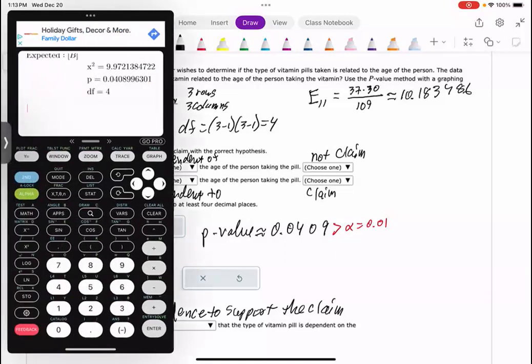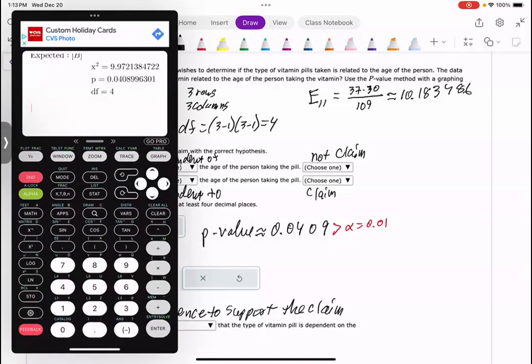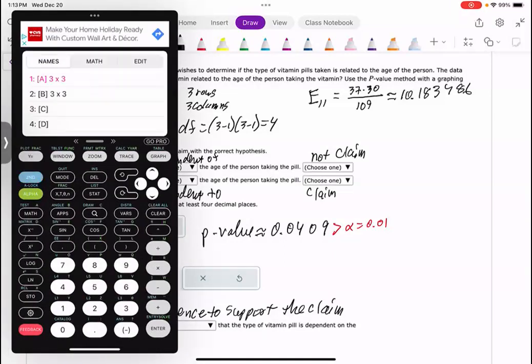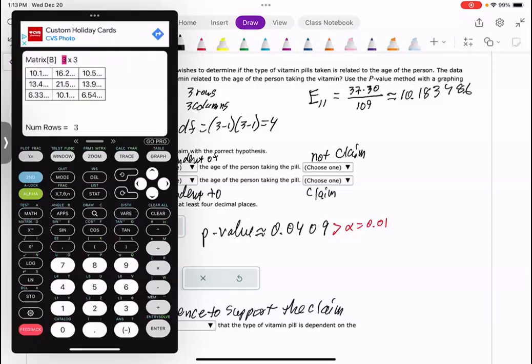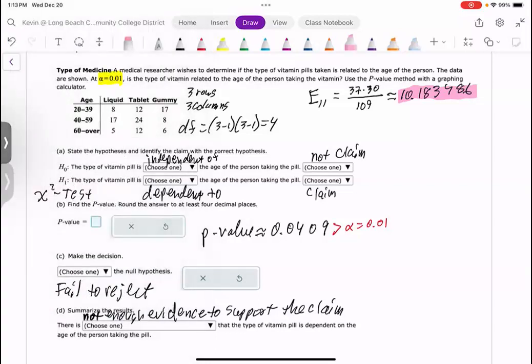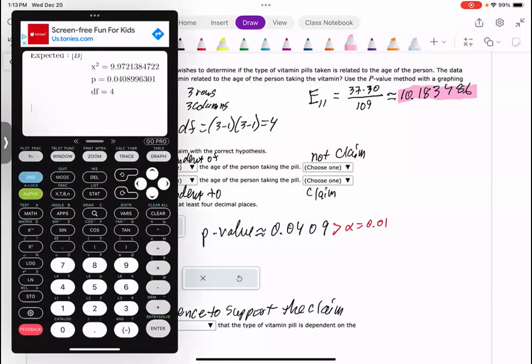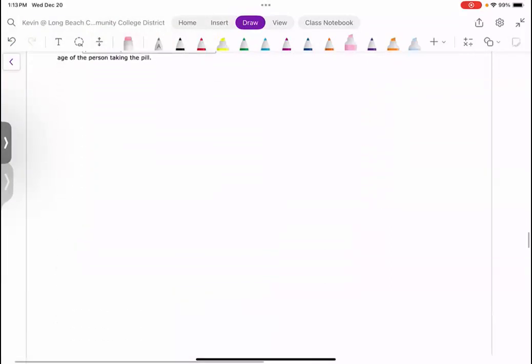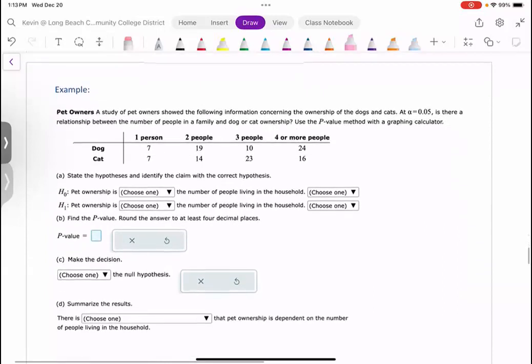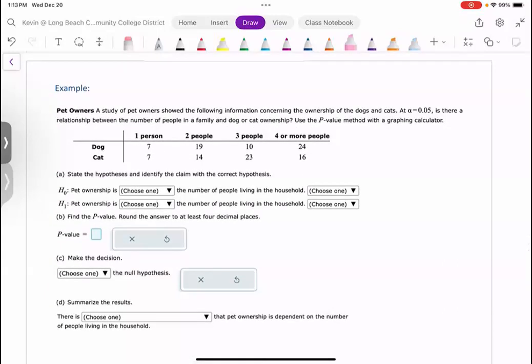So I want to take a look at matrix B. And you can see the 10.1 that I got over here for the 1-1. So kind of cool that it does all that work for you. All right. So let's do another one. I deliberately didn't fill in the matrices ahead of time because I wanted to show you how to do that since it's a new function for that.